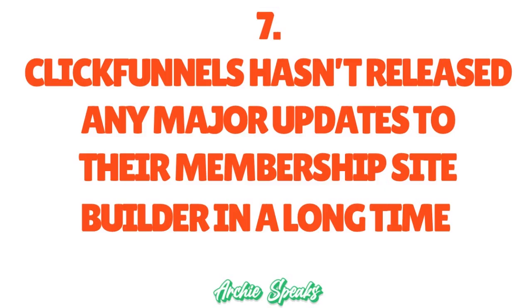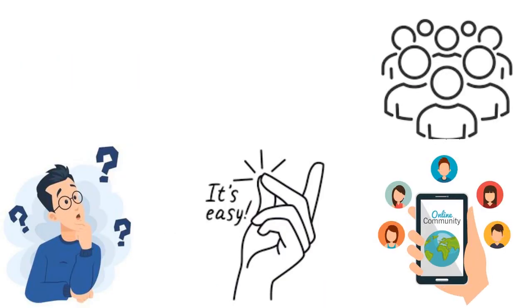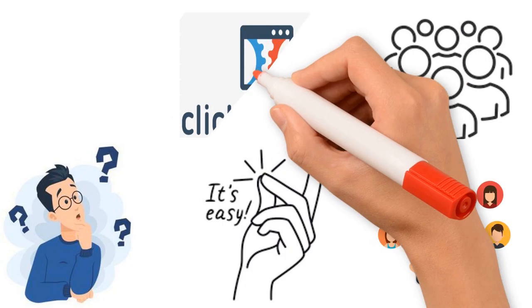One thing you need to understand is that if you want to build your membership community, you have to be agile. Improving the membership site's capability doesn't appear to be one of ClickFunnels' priorities, really.